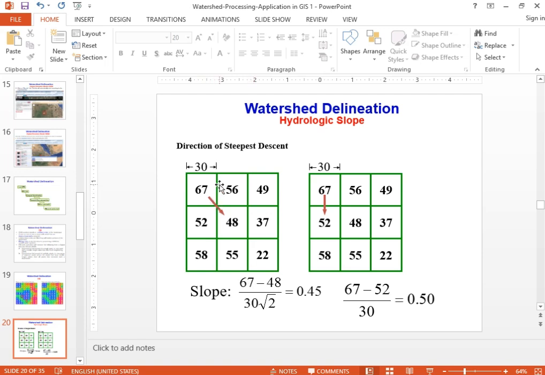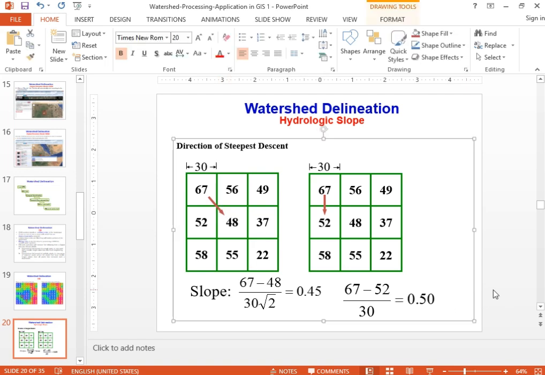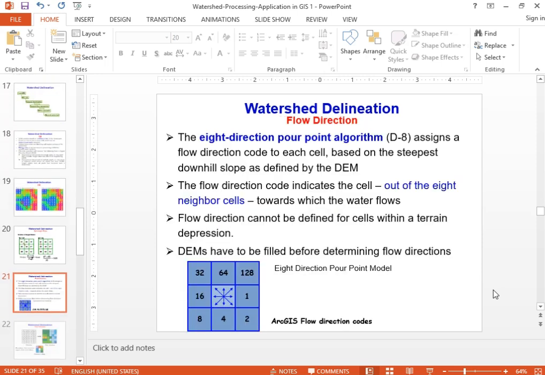For instance, for this case, the slope between this and this is calculated by using this one. Actually, this 30 is the DEM resolution, a DEM resolution of 30 meters. So the water is flowing to this one because the slope is this. This one is the steepest one. So the water is flowing in such a way. Therefore, the hydrological slope is very important.